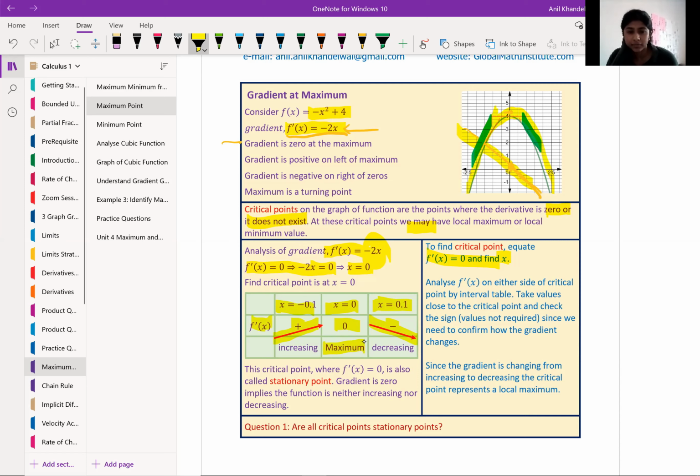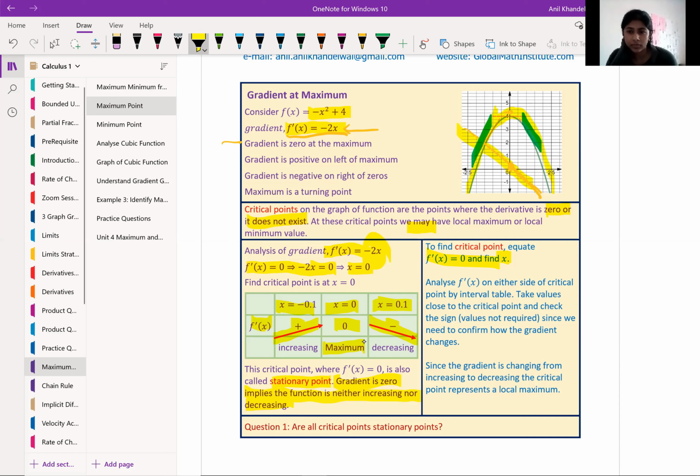Yeah. So that is very important to understand, right? This critical point where the gradient equals 0 is also called a stationary point, right? Since it is 0. Gradient is 0 implies the function is neither increasing nor decreasing at that particular point, right? So it is 0. That's what it implies, and we call it a stationary point.